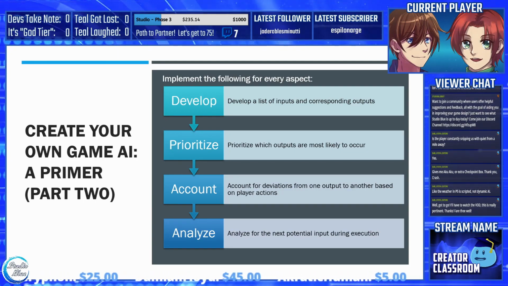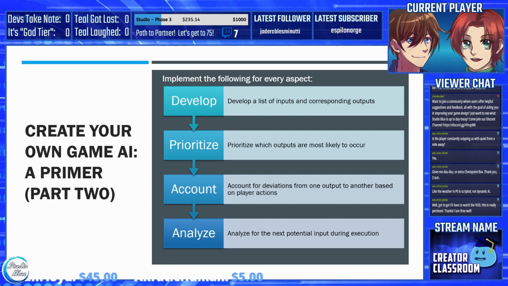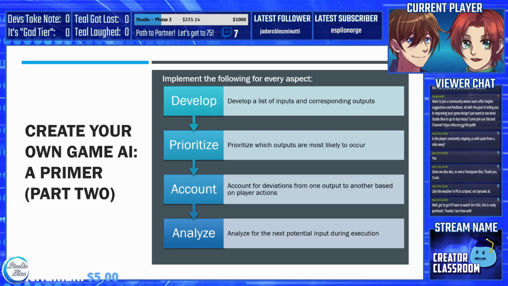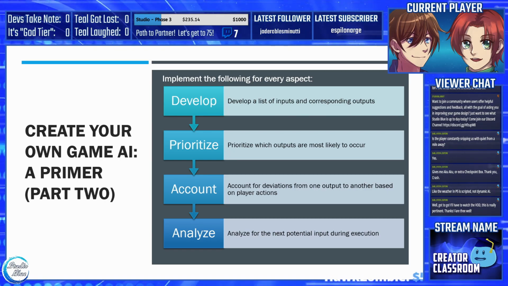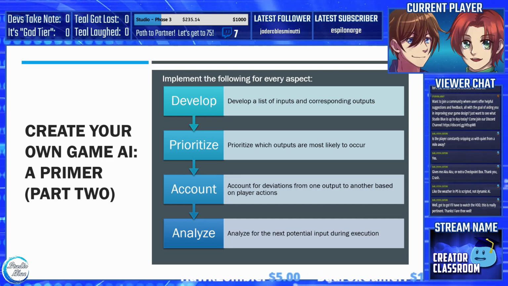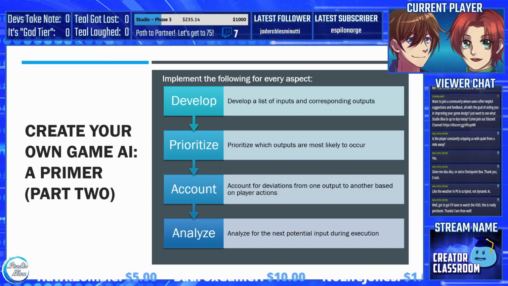Implement the following for every single one of these. How you do it depends on your engine. You're going to use a lot of conditional statements for RPG Maker, C# scripting for Unity, and I think Godot uses either that or C++, one of the two. Blueprints for Unreal. So develop a list of inputs and corresponding outputs.